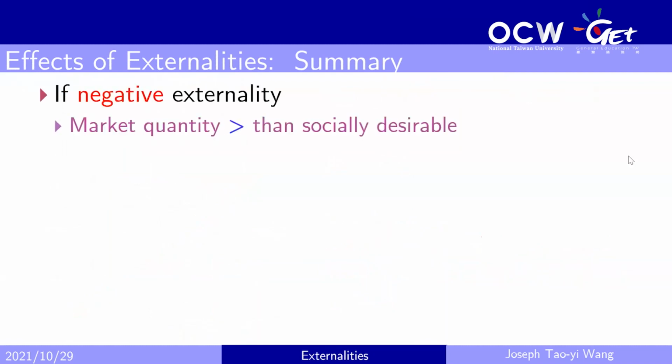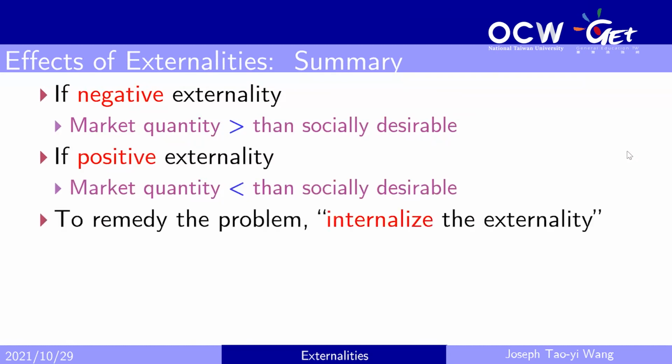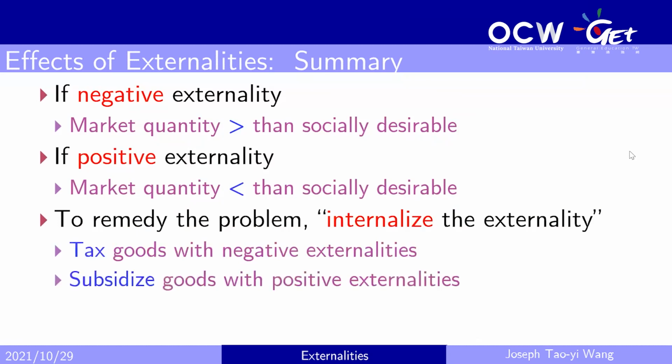Okay, so to summarize, if you have negative externalities, the market equilibrium would be greater than what's socially desirable. If you have positive externality, the market quantity will be smaller than what's socially desirable. And to solve this, the key thing is you need to internalize this externality. One good way is to tax the goods with negative externalities and subsidize goods with positive externality.